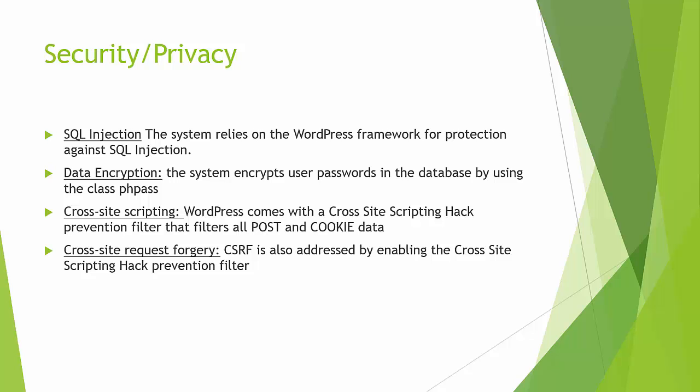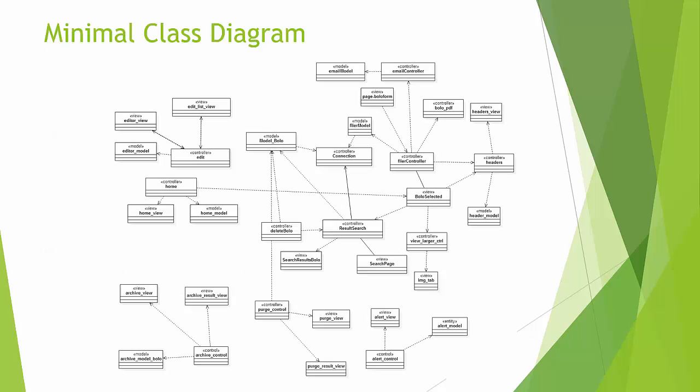We rely on the WordPress framework to protect against SQL injection, cross-site scripting, and cross-site request forgery. Also, for data encryption, the system encrypts user passwords in the database using the class phpass. This is our minimal class diagram for the BOLO Flyer Creator project, where we can see all the classes that we implemented in our system.